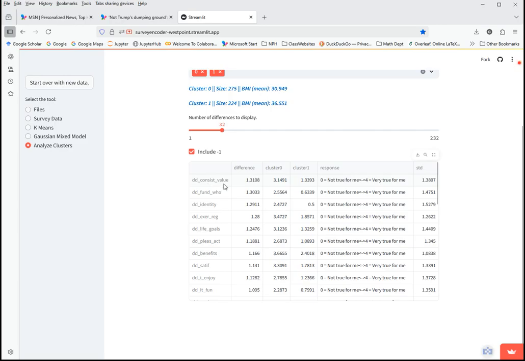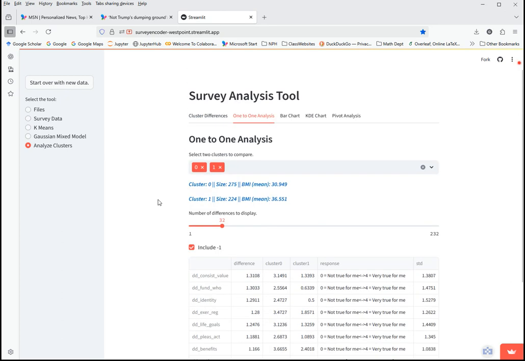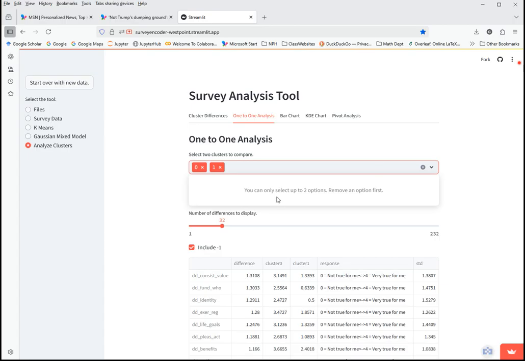I don't remember off the top of my head what that code is for that particular question, but you could go back and look at that once you've decided to. Okay, so you can see how those two clusters are different, and you can only do two at a time. So remove one of the options. Now we feel pretty comfortable with the difference between 0 and 1.